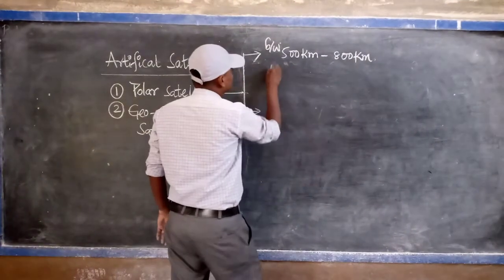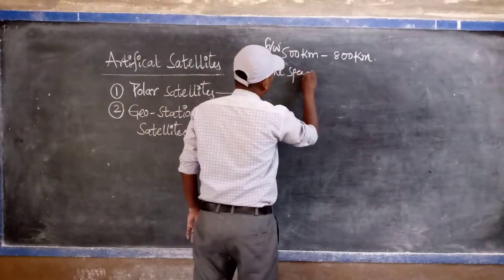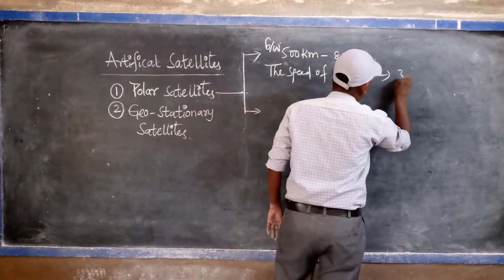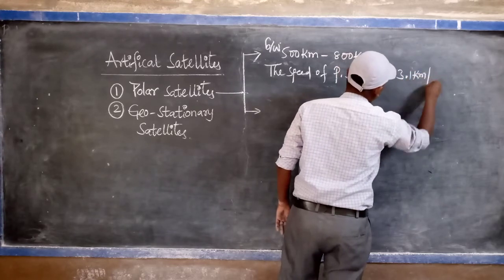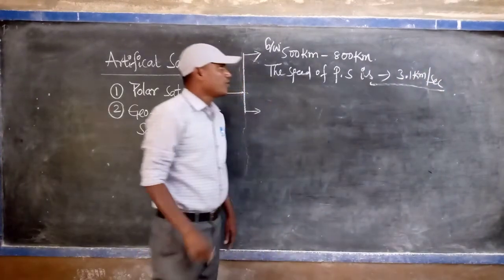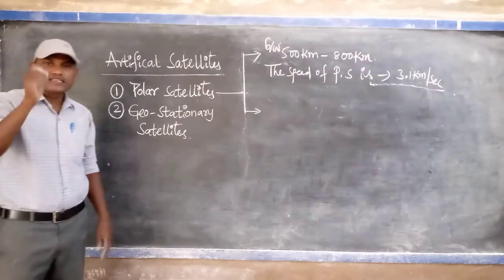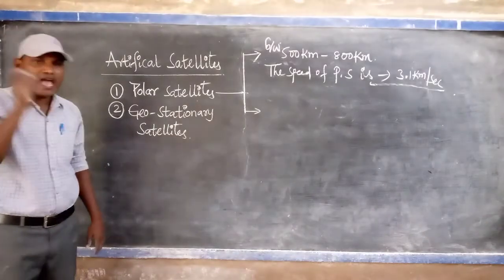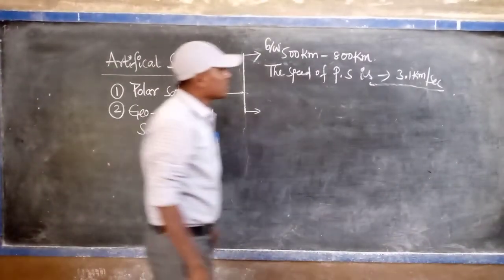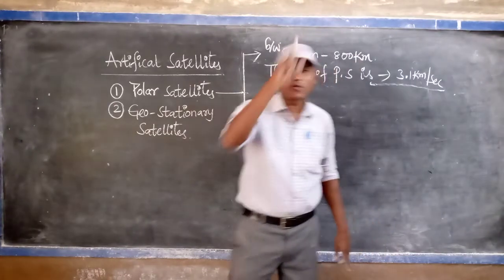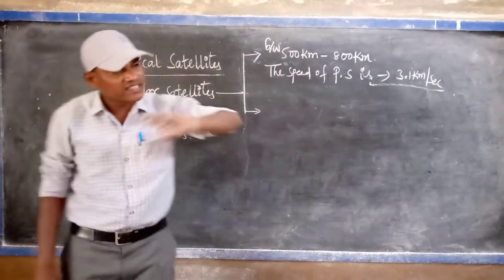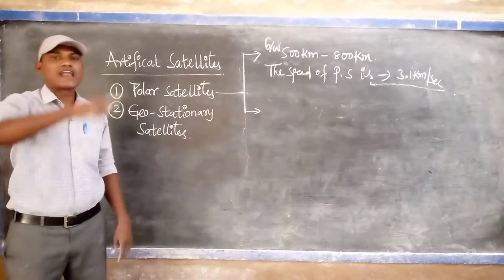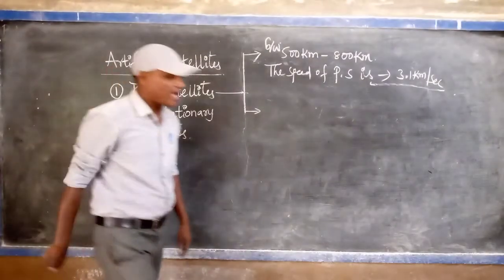And the speed of polar satellites is 3.1 kilometers per second. So what is the speed of the polar satellite? When polar satellites revolve around the Earth, their speed is 3.1 kilometers per second, meaning every 1 second they cover 3.1 kilometers. That's why within 100 minutes they can complete one rotation around the Earth.